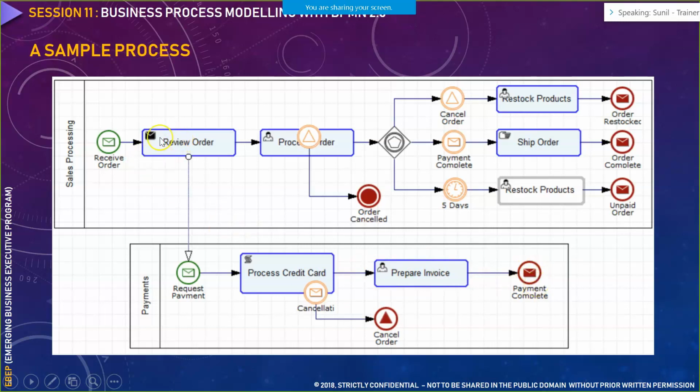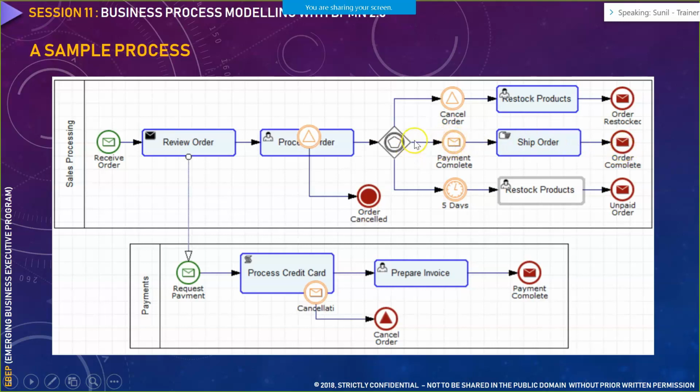Now, what the sales team would do after receiving the order: they would review the order, and check with the payments team whether the payment has been successfully done or not. After that, they place the order. After they have placed the order, they would check whether the payment has been completed or not. If the payment has been completed, they would ship the order and mark the order as complete.